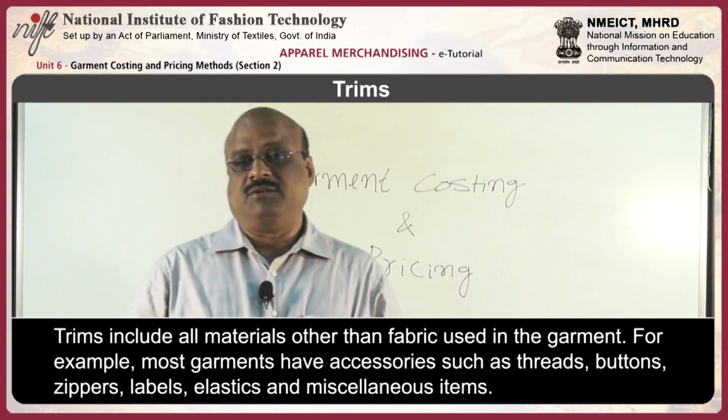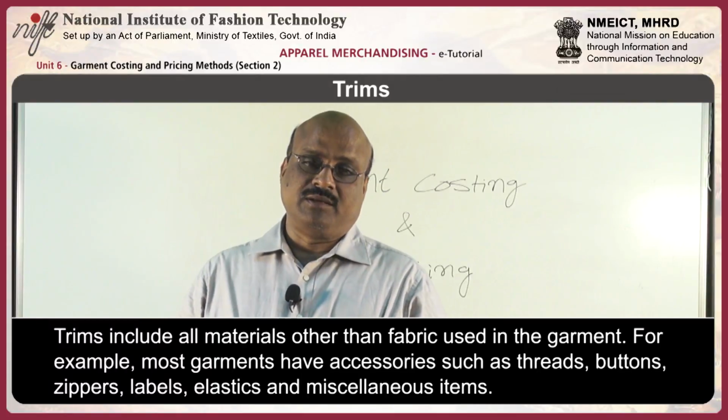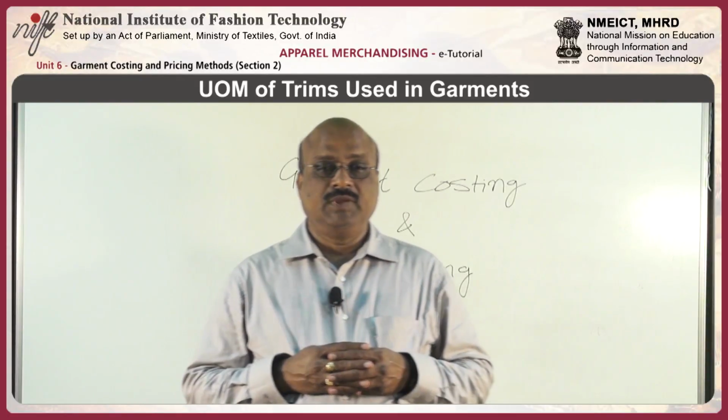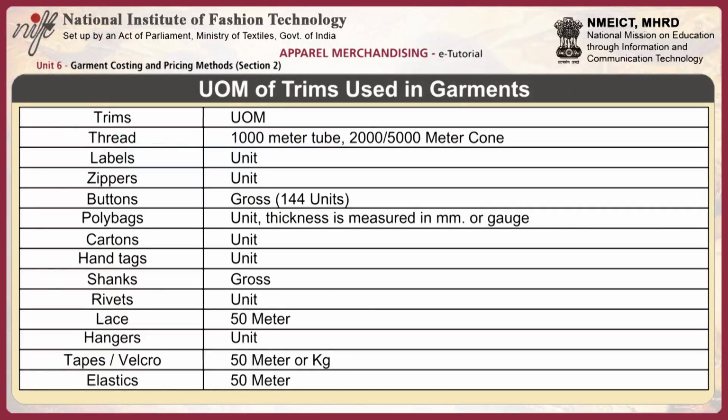The different trims have different UOM. Even the same trim can have 2-3 different UOM, which can be summarized as follows. UOM of terms used in garments. Trims: threads, 1000 meter tube or 2000 or 5000 meter cone. Labels unit wise, zippers unit wise, buttons in terms of gross, one gross is equal to 144 units.